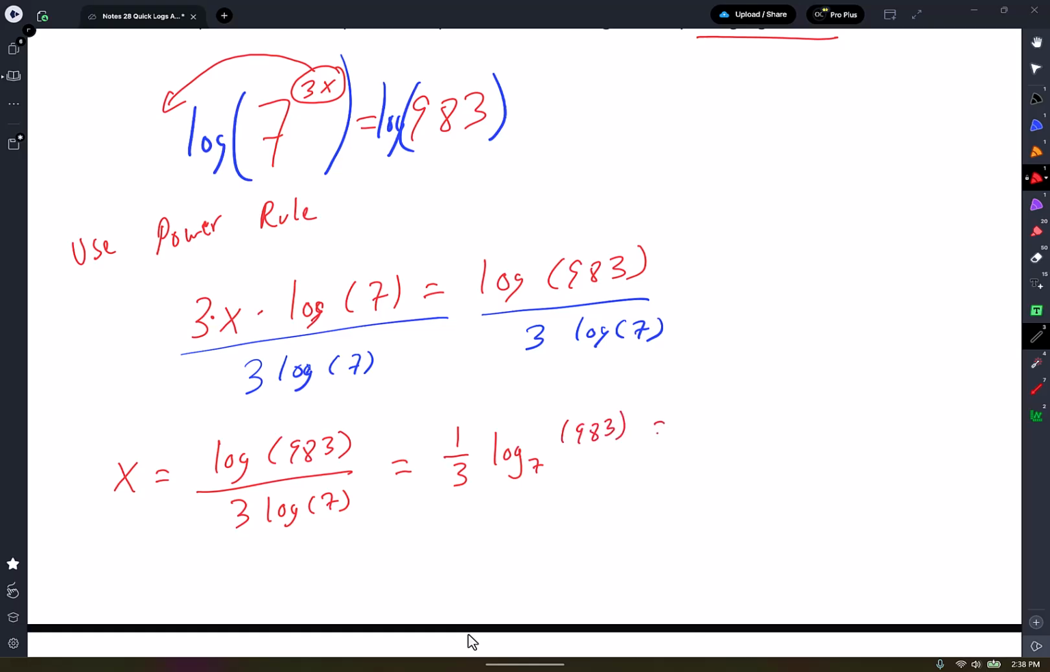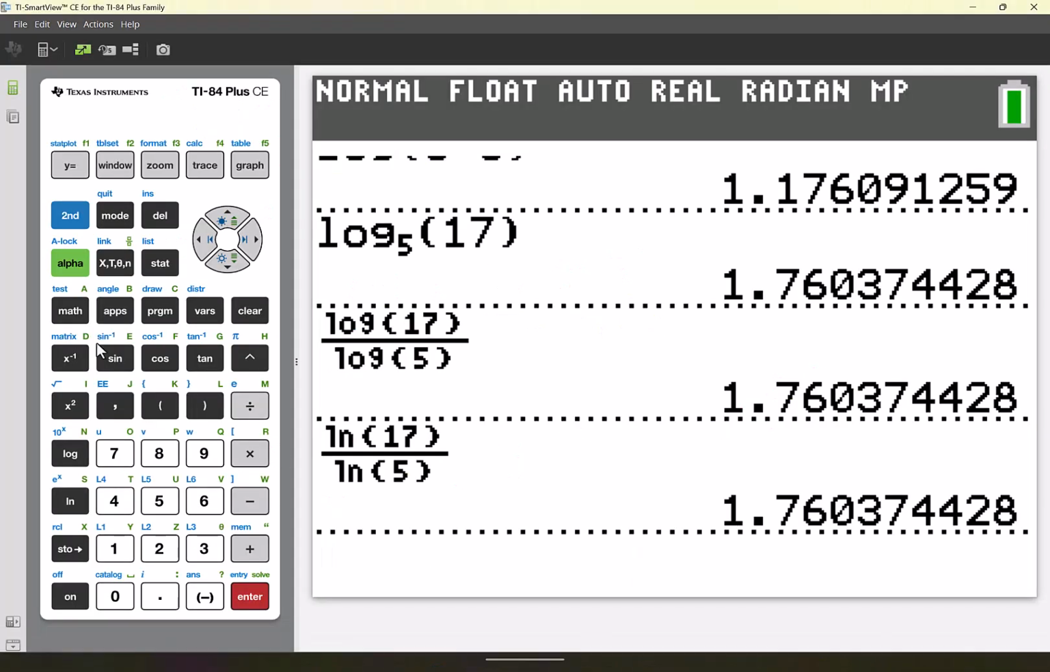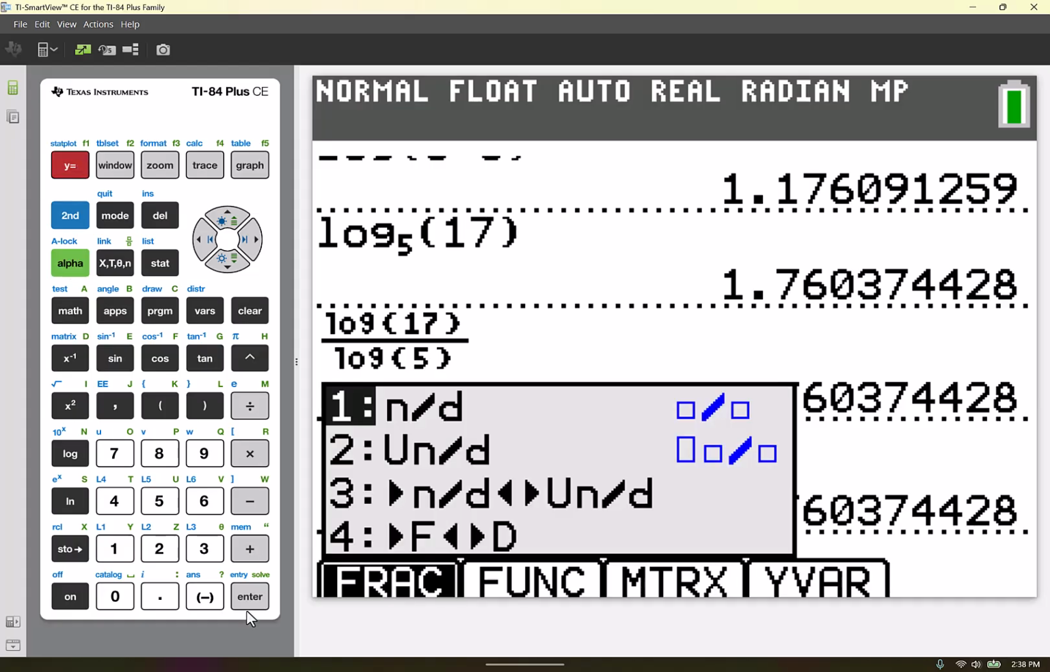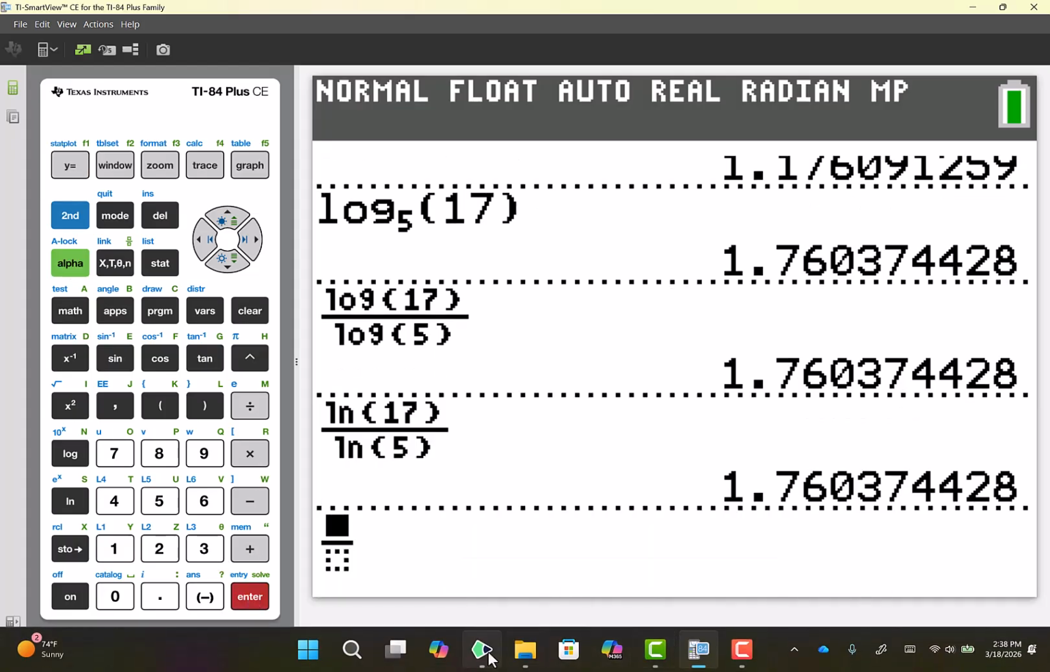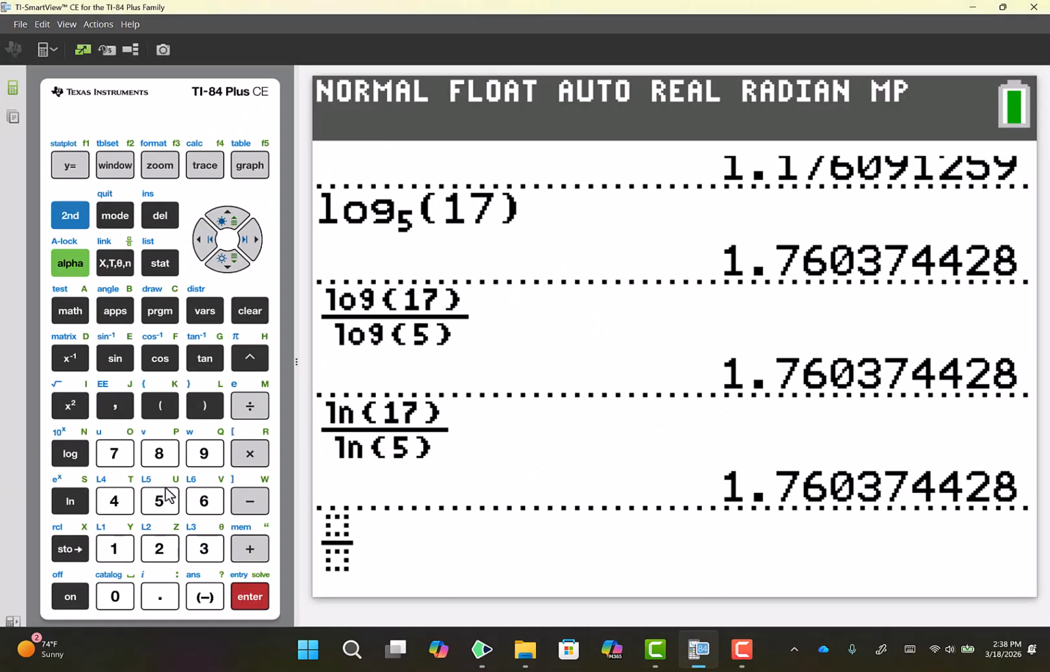You could also write it as 1/3 ln of 983 divided by ln of 7, and all this equals, I don't know. Let's see what it is. So I'm going to go for my calculator and type in log 983 divided by 3 log 7.